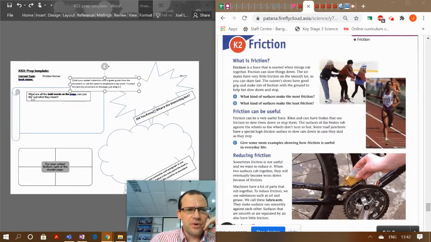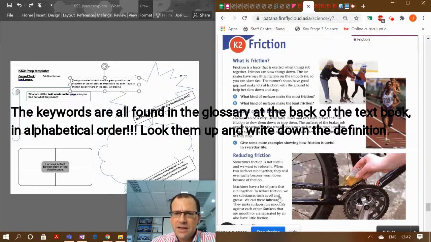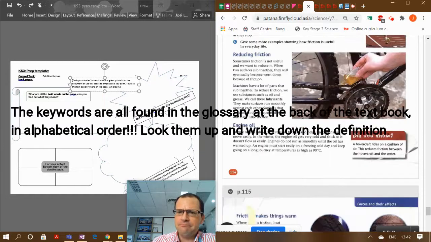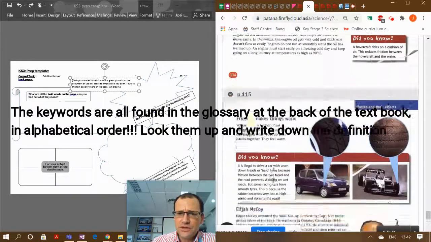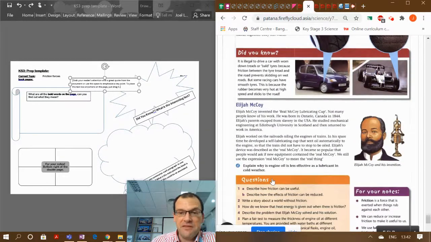Now, the next box: what are all the bold words on the page? Can you find out what they mean? So I want to talk about keywords that are in bold. We're talking about friction here, so we need to find out what that means. And then there's another one here called lubricants, all right? Those two things are clearly the most important definitions we need to know on the page. They should be going in this box here, okay?